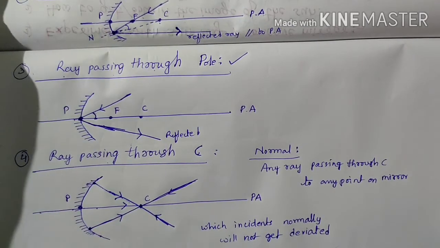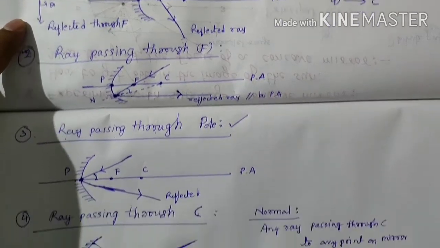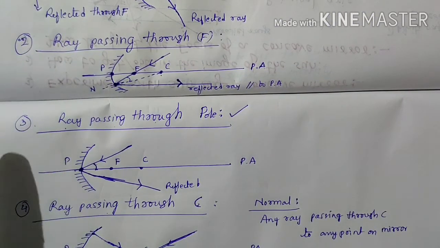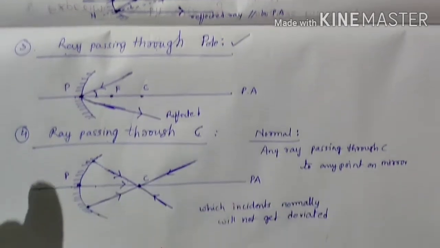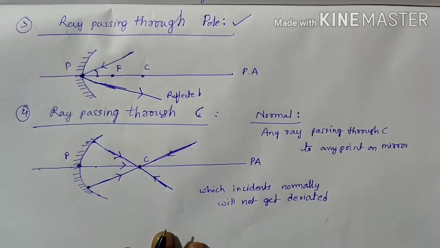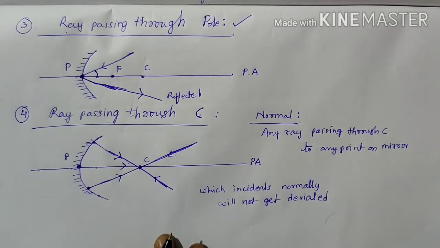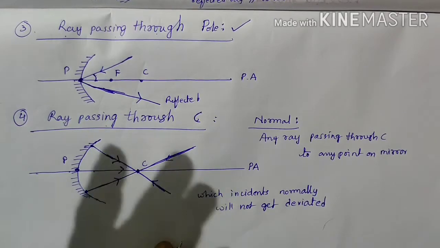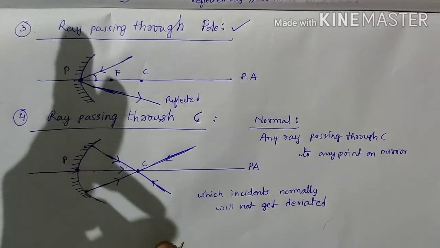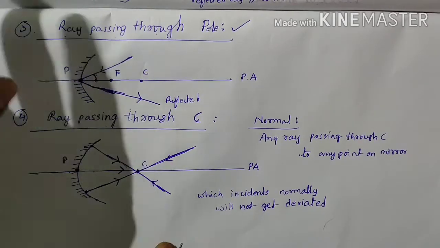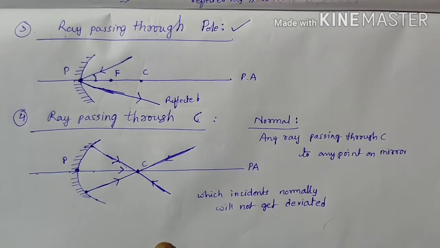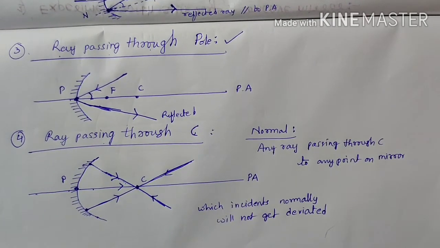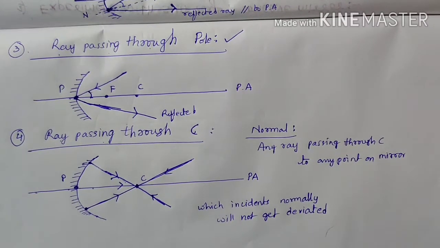So what is the first one here? The first one is the parallel ray, the second one is the ray passing through focus, the third one is the ray passing through pole, and the fourth one is the ray passing through the center of curvature. So by using these four rays you can draw the ray diagram simply and easily. For drawing any ray diagram you need two rays. You can take any two rays from these four rays. So these four suitable rays make the ray diagrams for concave mirrors easier.